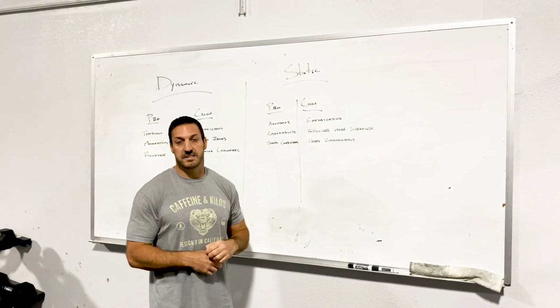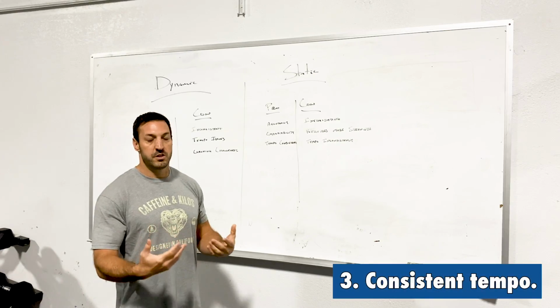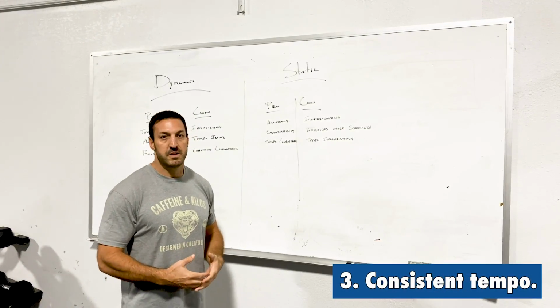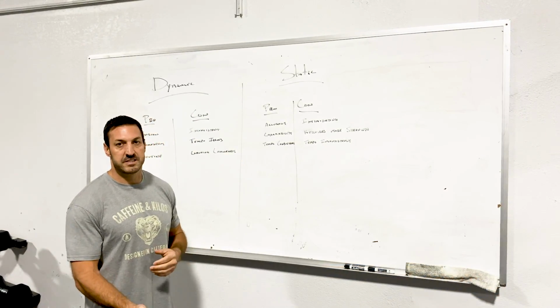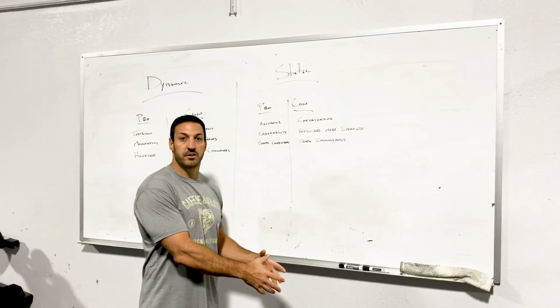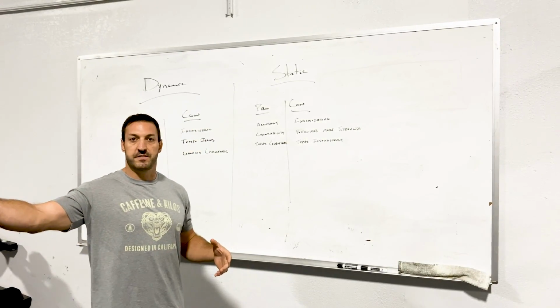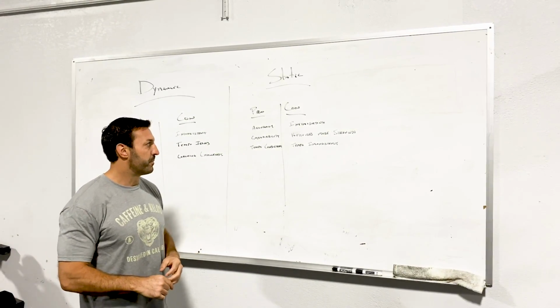And then the consistency with respect to tempo, you can really kind of perfect that. So you can make sure that you're using the same tempo. We like to say that 50 kilos in the snatch should look like 150 kilos as it relates to tempo.